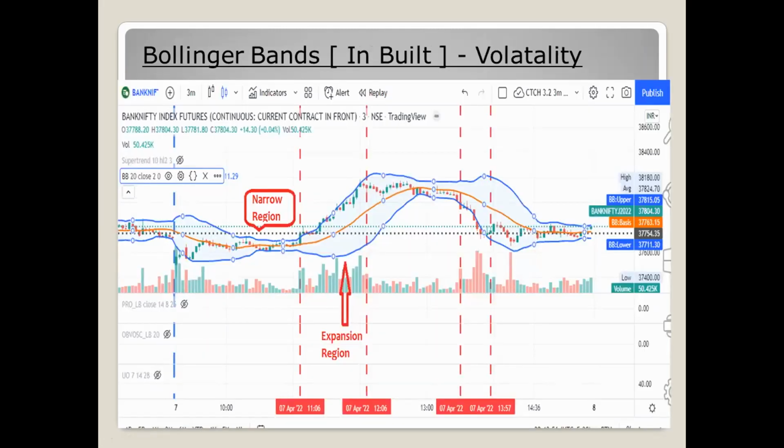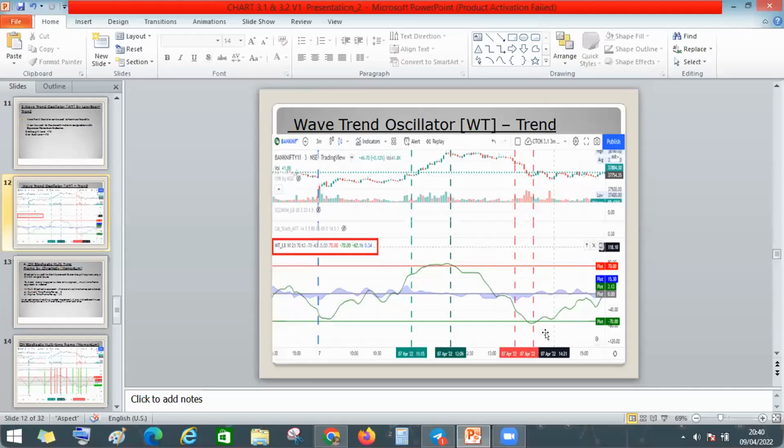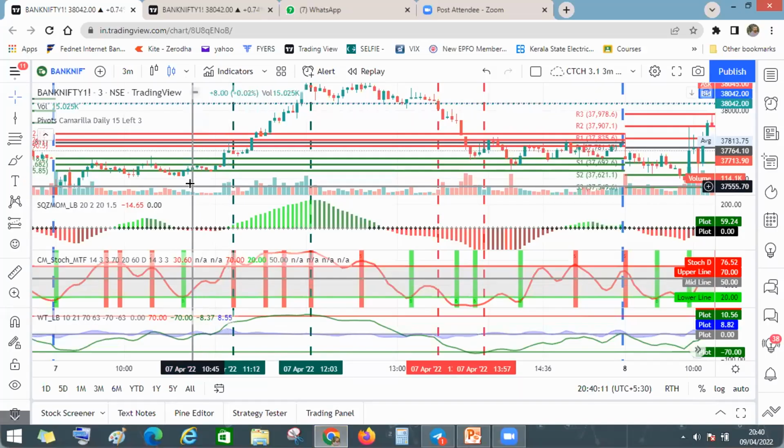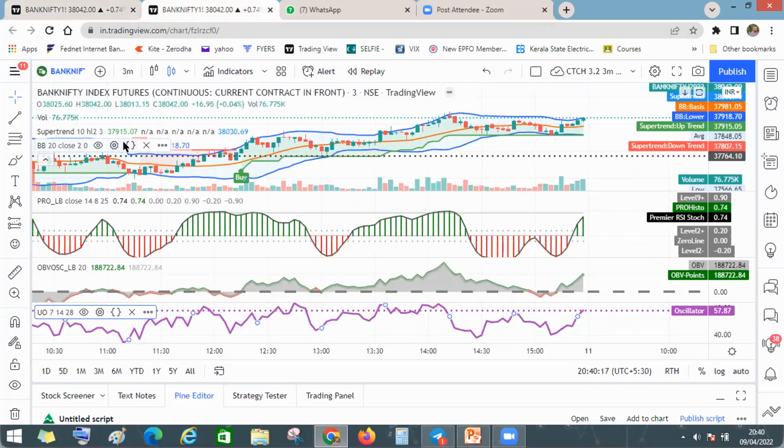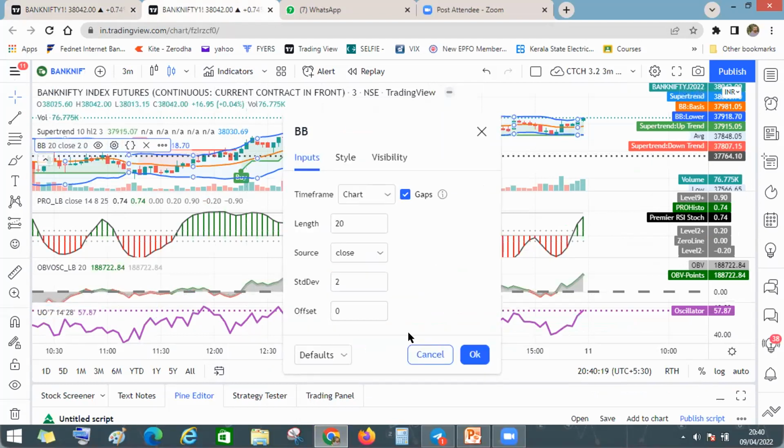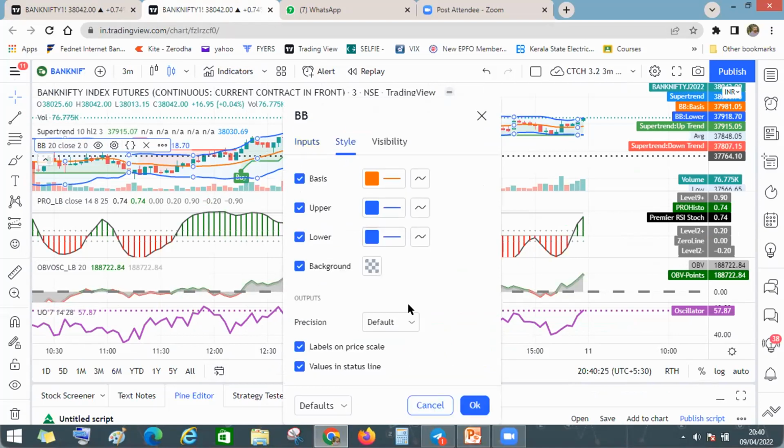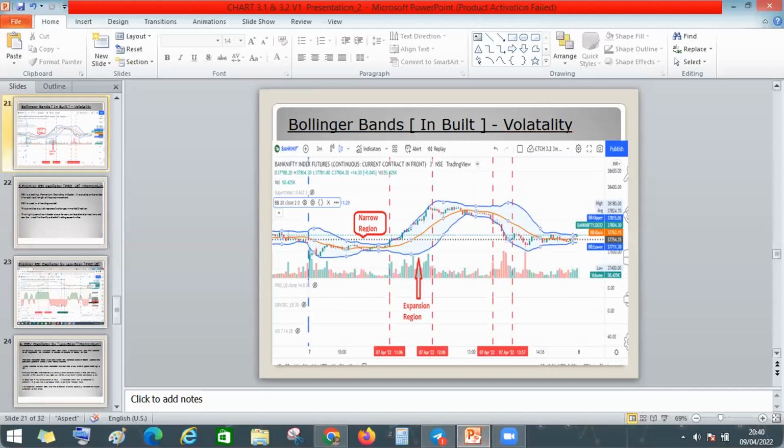Here I have included the slide. I think you can see it better. This is the narrow region where the market is sideways. This is the expansion region. This is the 20 SMA line. Okay, I will go to TradingView and just show you the settings for Bollinger Band. That is 3.2. Here are the settings. We can see the 20 SMA length and the color of the middle line, upper band, lower band, etc.